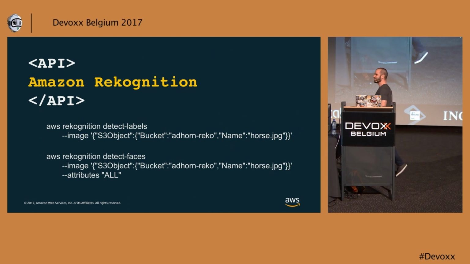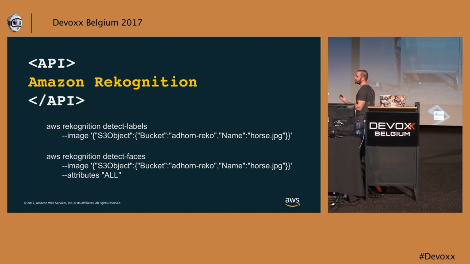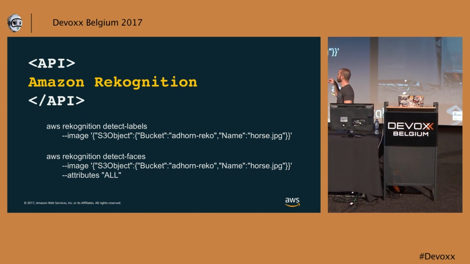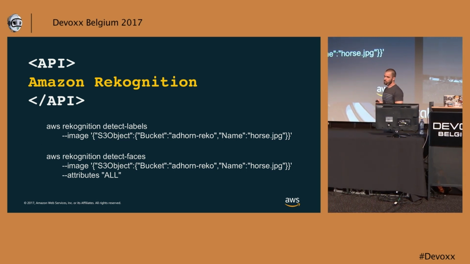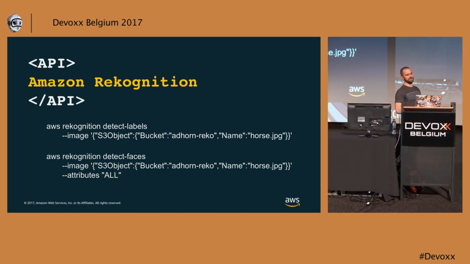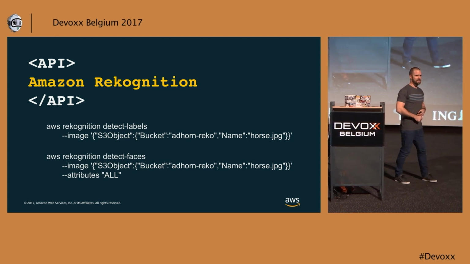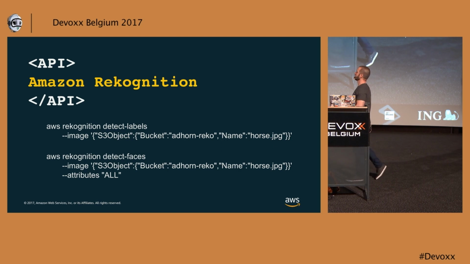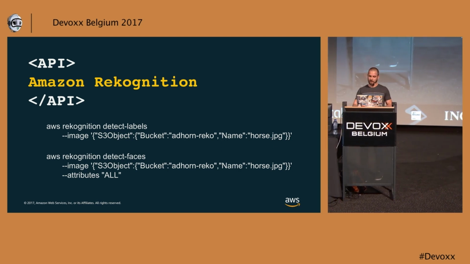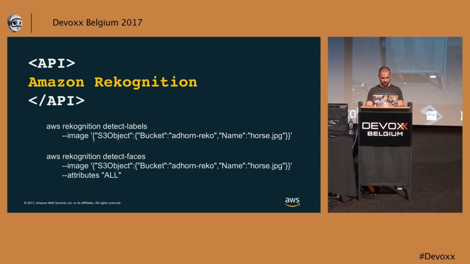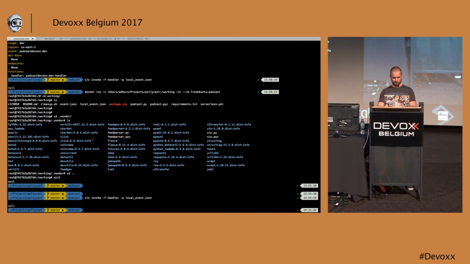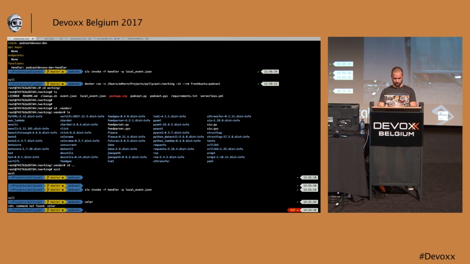Similarly to Polly, the Rekognition API is extremely dead simple to use. Here I'm using two examples: detect labels, which recognizes objects in the scene, and detect face. So let's do an example quickly.